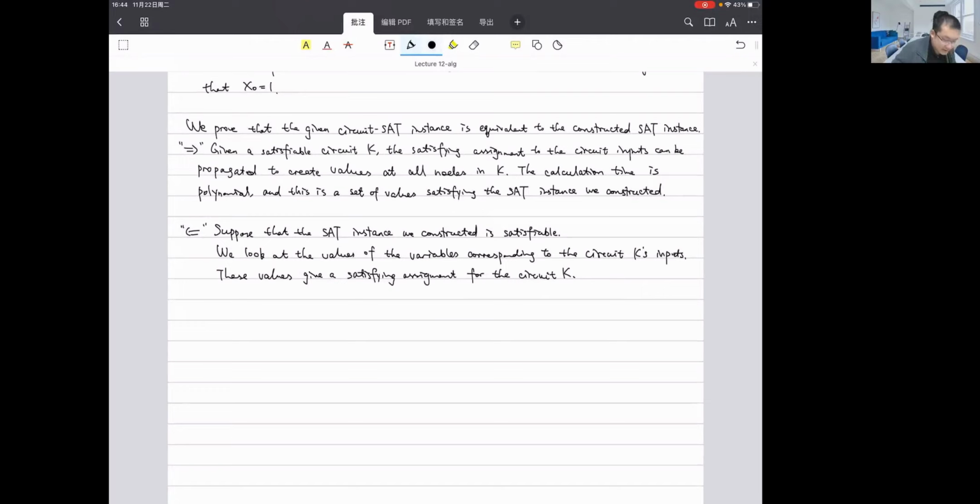Okay, so is there any question for this proof? Basically, we show the equivalence between an arbitrary circuit SAT instance and the corresponding constructed SAT instance that we make here.